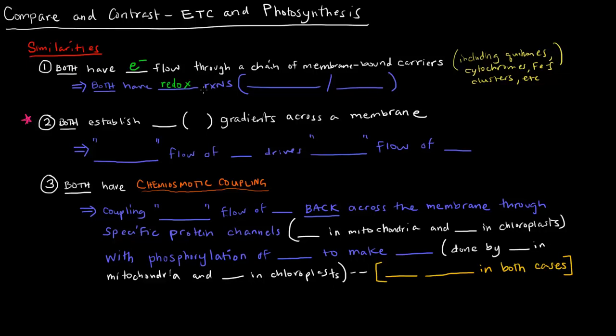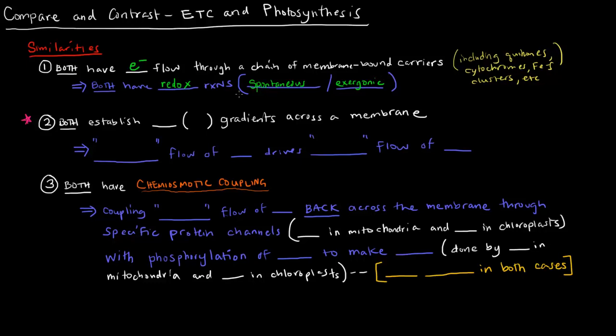So the fact that there's electron flow means both of these processes have redox reactions. Now, many of these redox reactions are typically spontaneous and exergonic, right? Photosynthesis and the electron transport chain differ slightly in this regard, but that's something I'll get to when I talk about the differences.